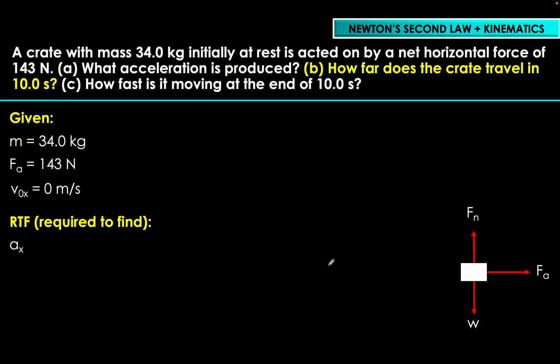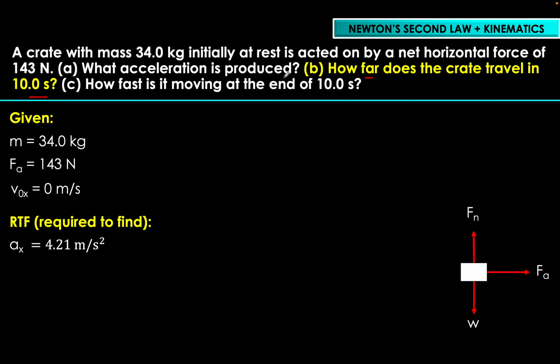Now let's proceed to letter B. So it says here, how far does the crate travel in 10.0 seconds? So this is the part where we need to integrate kinematics because the variables like how far, and then the time is also given. Those are kinematic variables, okay? Now, updating our list of given and required to find, the acceleration along x, as we have solved earlier, is 4.21 meters per second squared.